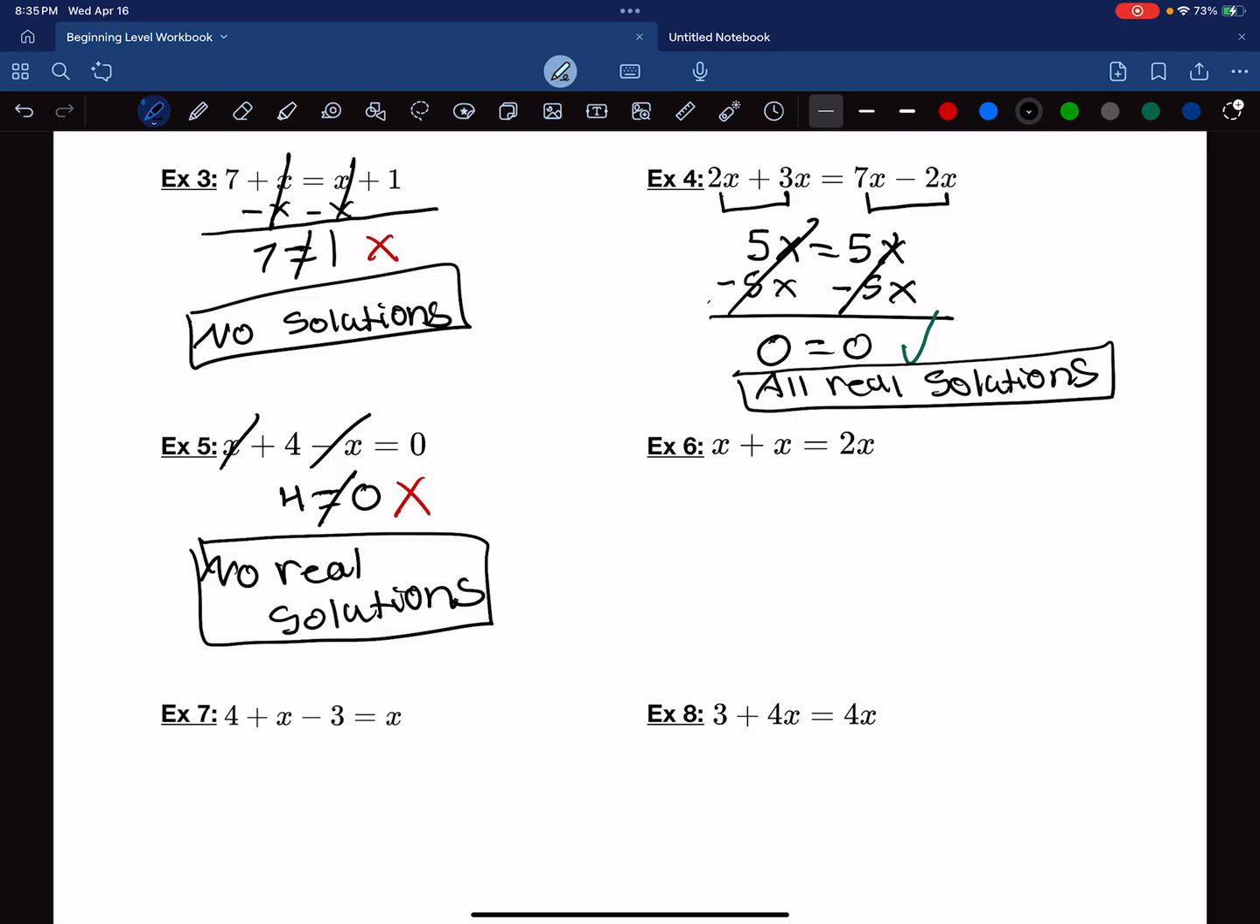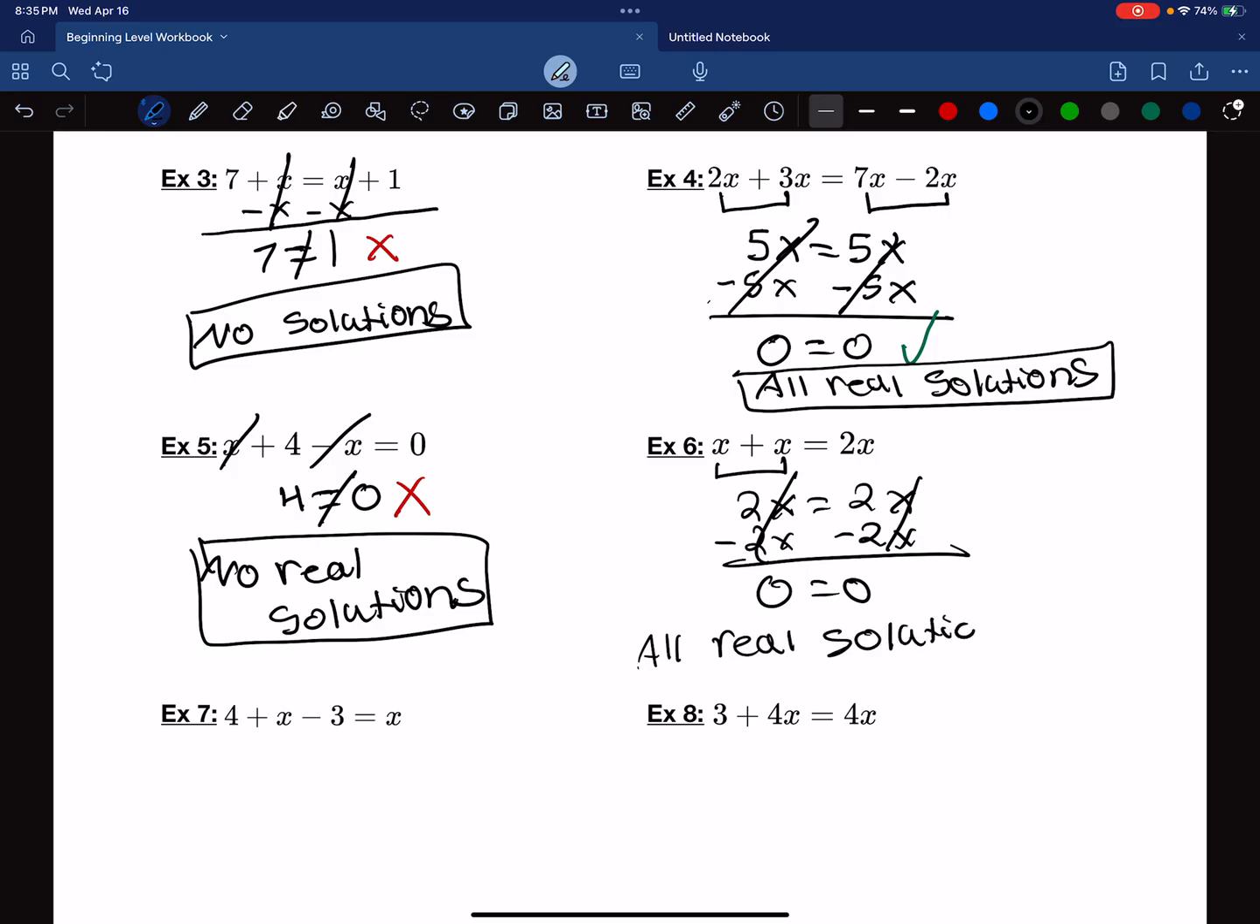And then for this next example, we have example 6. All right, we have x plus x equals 2x. So we are going to combine this x and this x, so x plus x equals 2x. And we can set that equal to 2x. And then subtract by 2x. These cancel, so we get 0 equals 0. Therefore, we have all real solutions.